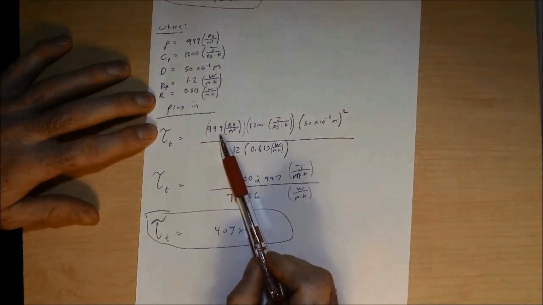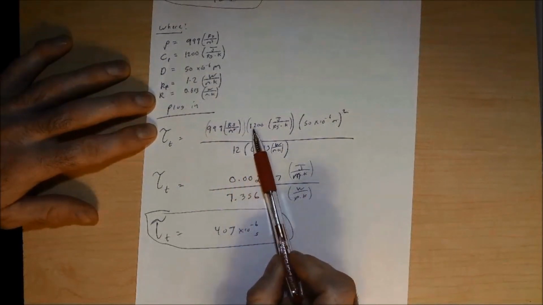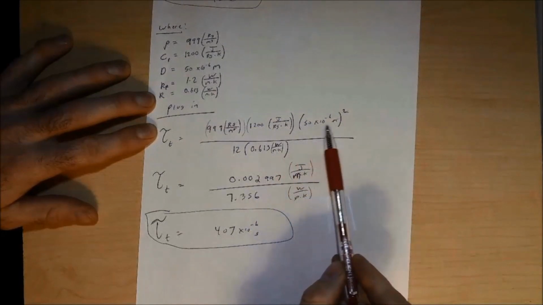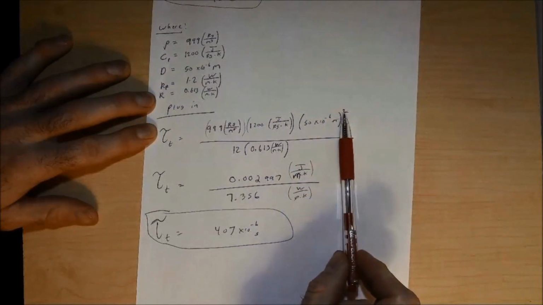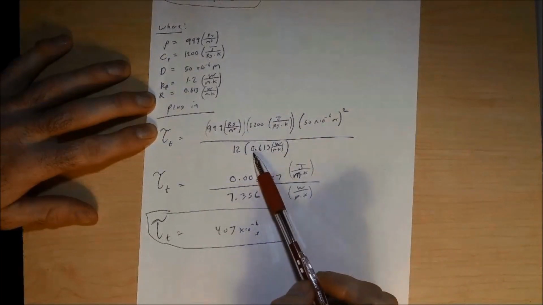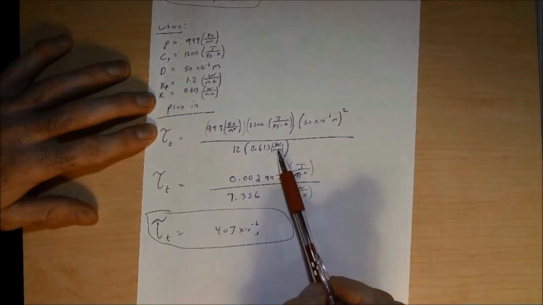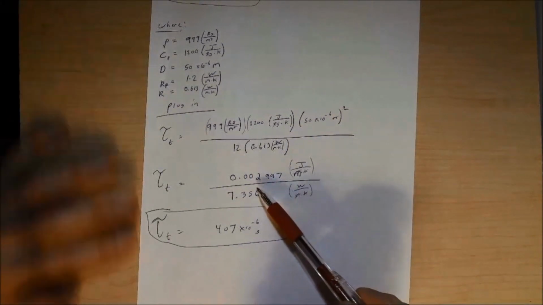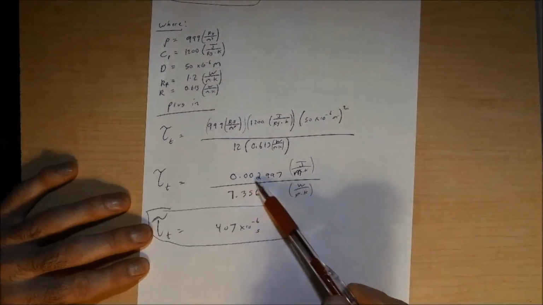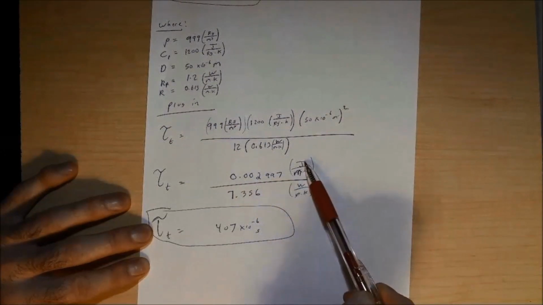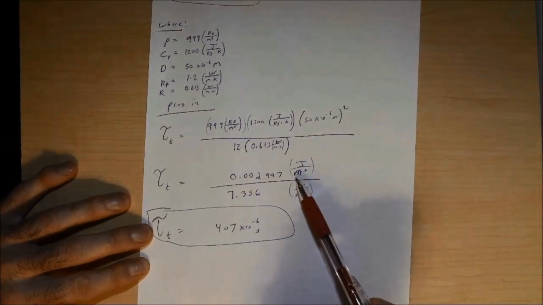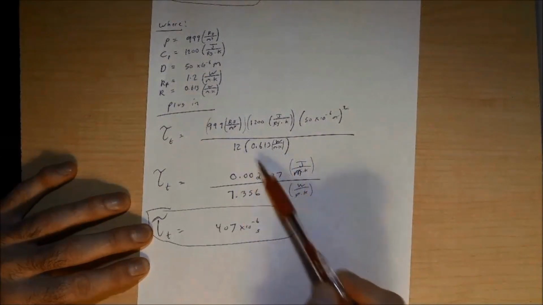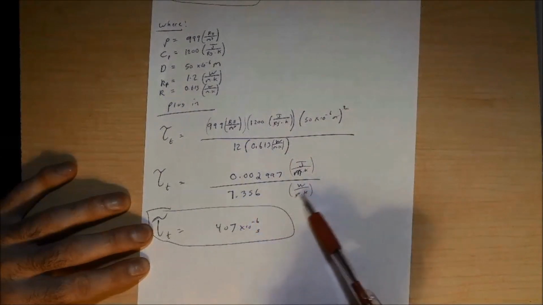Tau sub T is equal to 999 kilograms per meter cubed times 1200 joules per kilogram times Kelvin times 50 times 10 to the negative 6 meters quantity squared. And on the bottom, we have 12 times 0.613 watts per meter times Kelvin. Go through, cancel out, do some unit analysis. Once we simplify the numerator, we end up with 0.002997 in units of joules meters times Kelvin. And on the bottom, our denominator, we multiply these out, 7.36 watts per meter times Kelvin.